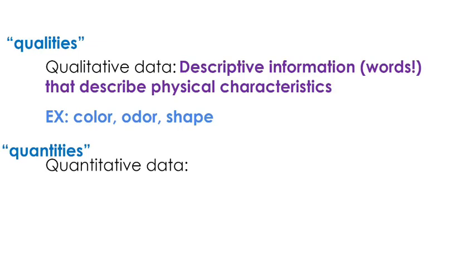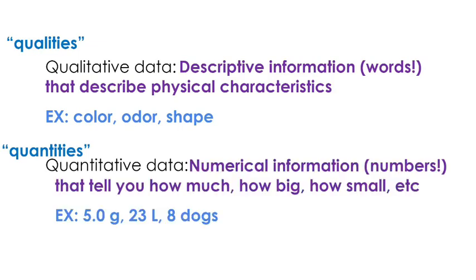Quantities and quantitative data is always going to come back to numbers, or quantifying the amount of something, how much or how little you've got. So saying not just I have a little bit of a chemical, you could say I have 5 grams. Or I have a lot of dogs would be qualitative, but if we want to make that quantitative, I could say I have 8 dogs. In my dreams. Maybe one day.